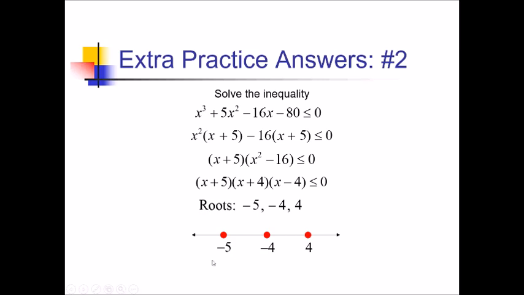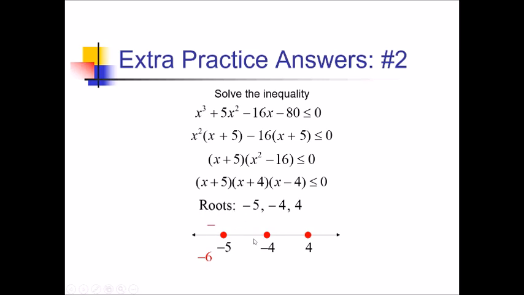So to the left of negative 5, I can use negative 6. Plugging that into the fully factored version here, I've got negative 6 plus 5 is a negative, plus 4 is a negative, minus 4, negative 6 minus 4 is another negative. That's 3 negatives. Odd number of negatives gives me a negative result.